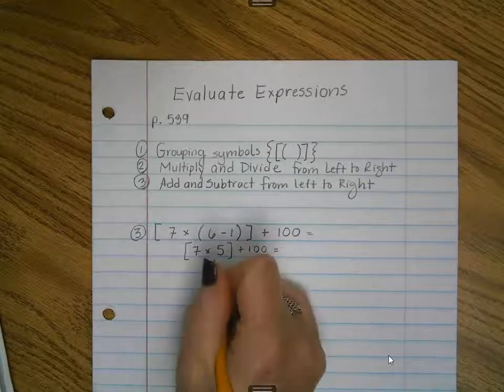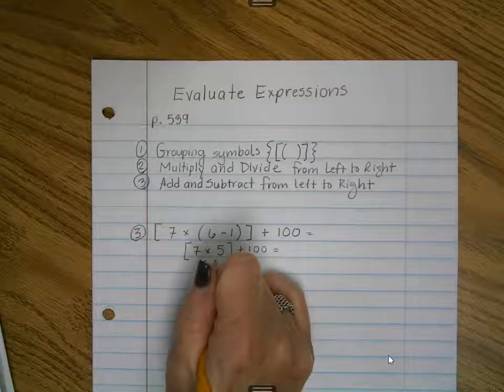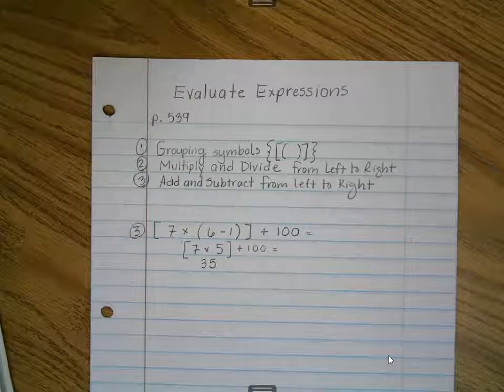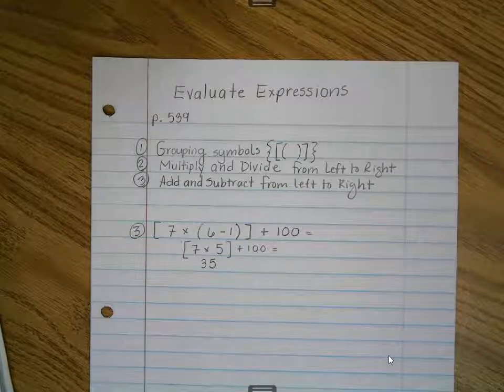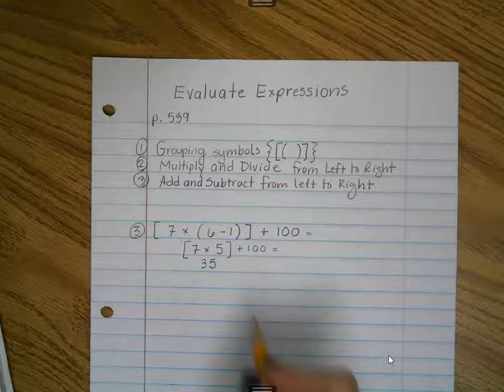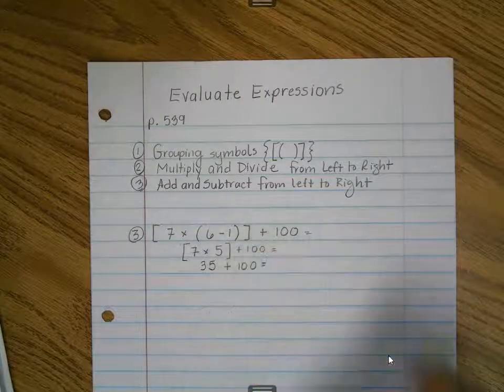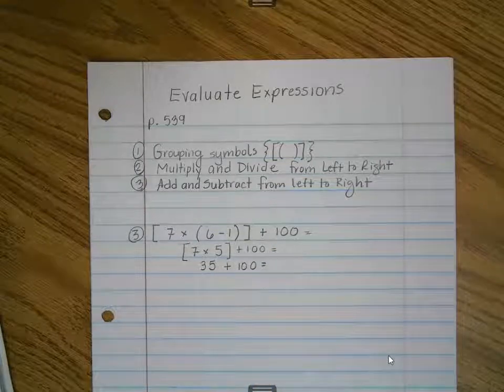7 times 5 is 35. As soon as I evaluate what's inside a grouping symbol and there's no more numbers except for the value of what's in there, then I can make the grouping symbols disappear. And then I need to bring down the plus 100. At this point, we're ready to evaluate 100 plus 35.